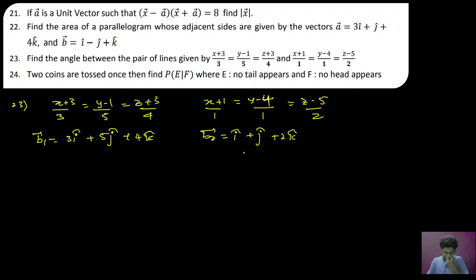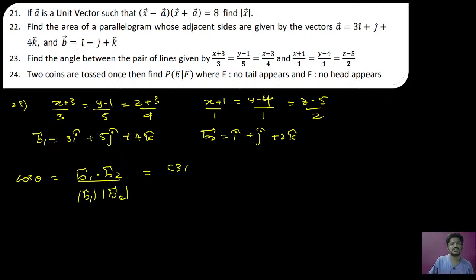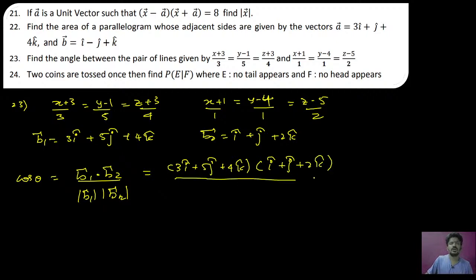So now the angle between two vectors is cos theta equal to vector b1 dot vector b2 divided by mod of vector b1 into mod of vector b2. No problem. So b1 is 3i cap plus 5j cap plus 4k cap, b2 is i cap plus j cap plus 2k cap, divided by mod of b1, which is square root of 9 plus 25 plus 16, into square root of 1 plus 1 plus 4.